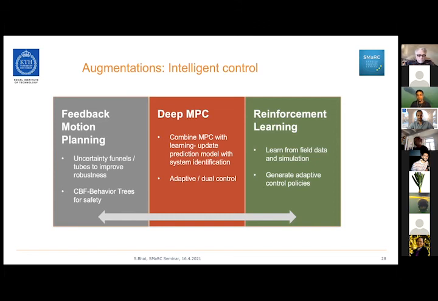This can allow us to do more adaptive control, or if we can do this also online, we could have dual control as well in the future. And reinforcement learning, like I said before, where we can learn from these field data and simulation to get these optimal policies from machine learning.